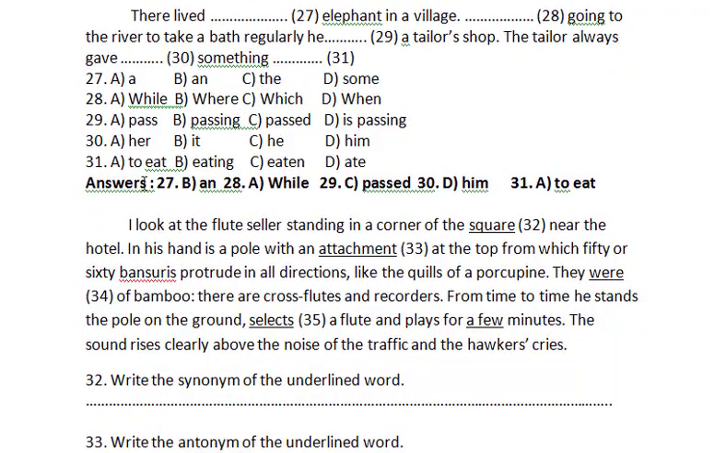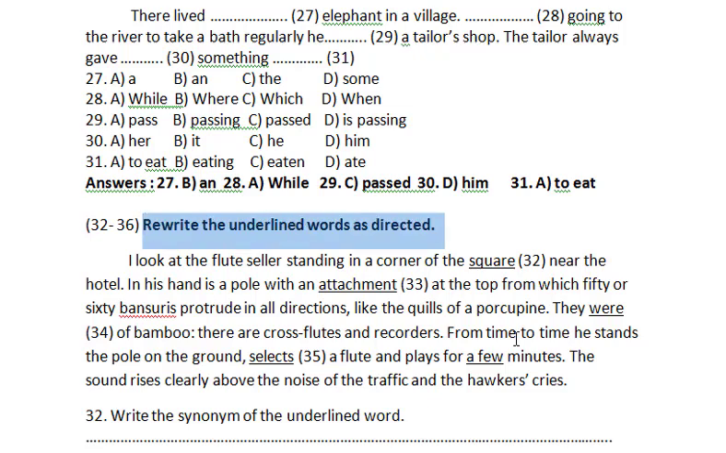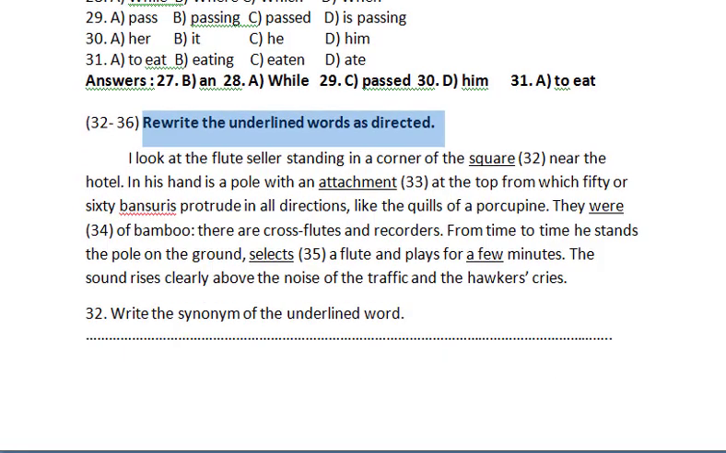And here we have the last one. This last one is 32 to 36. This is based on rewrite as directed. So rewrite the underlined words as directed. Well, let's see this one. I look at the fruit seller. Oh, this is from Vikram Seth's lesson, the last unit. Oh, it comes from the textbook.